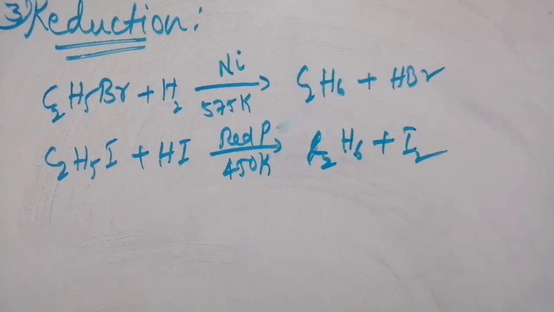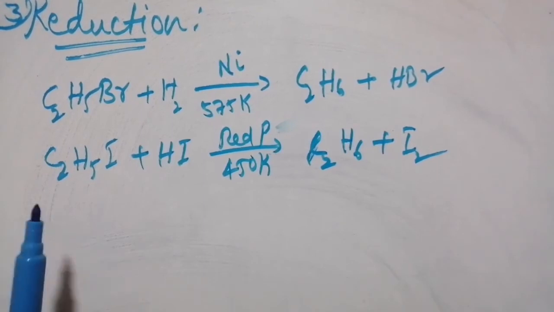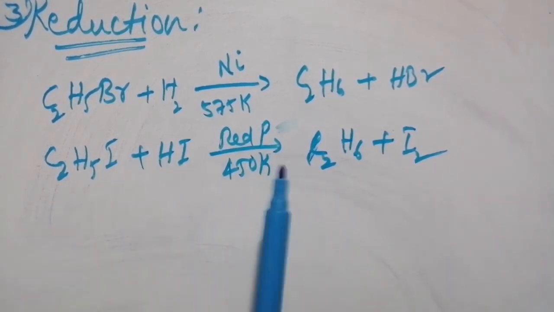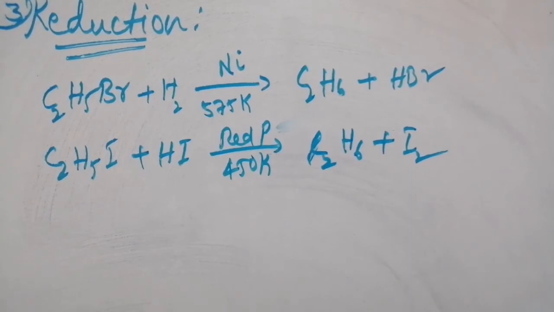What gets reduced? In the case of haloalkanes, my hydrogen gets added. So that is the reduction reaction. Here it is 5, here it is 6, but there will be some oxidation states that we'll study later. So this is the reduction reaction.